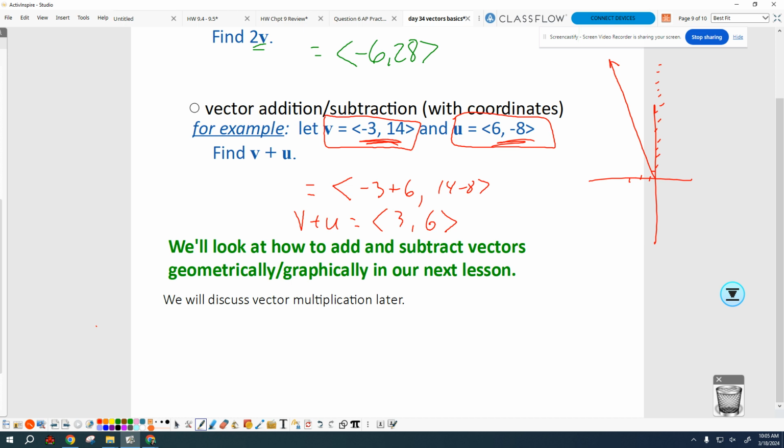So there's vector 3, 14, and vector u. If I went from there, I went +6, down 8. If I added the two vectors together, I should end up at something that's about 3, 6. Looks reasonable. The next lesson, we're gonna work a lot more on adding vectors graphically as well as numerically.